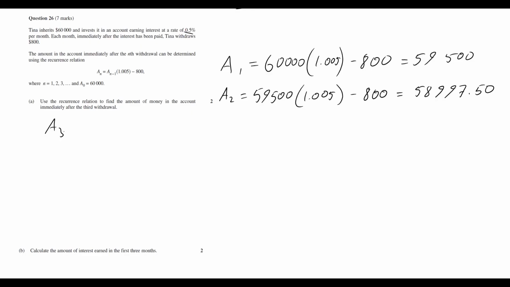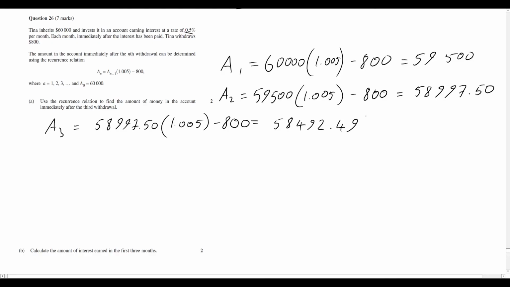And now for A3, so this is going to be the answer for this question. We'll say that A3, the amount of money left in the account immediately after the third withdrawal, is going to be equal to $58,997.50, multiplied now again by 1.005 minus 800, and that will give us a value of $58,492.49. And don't forget our dollar sign for our answer there.